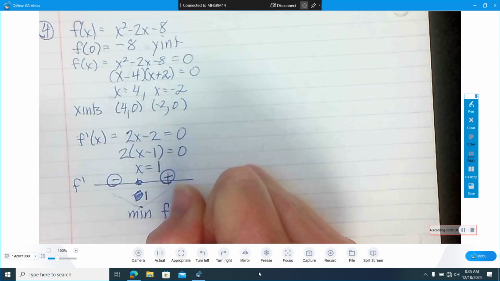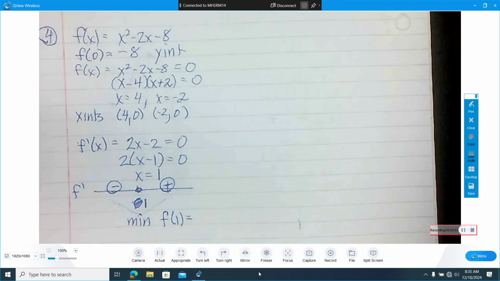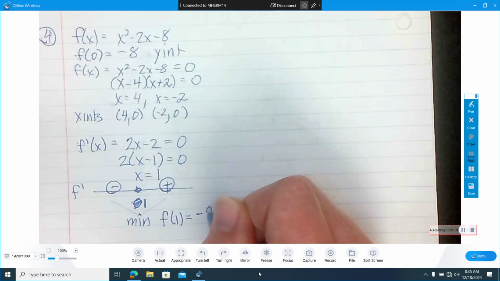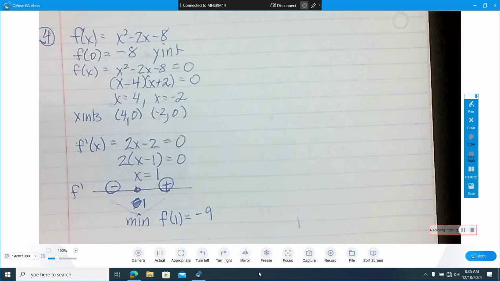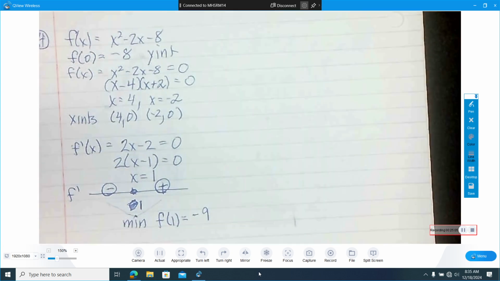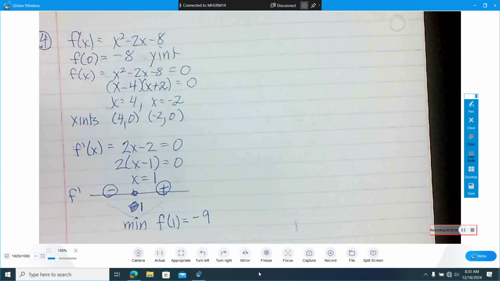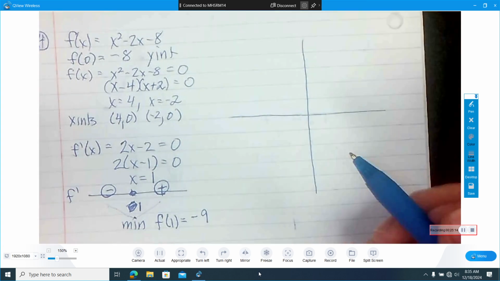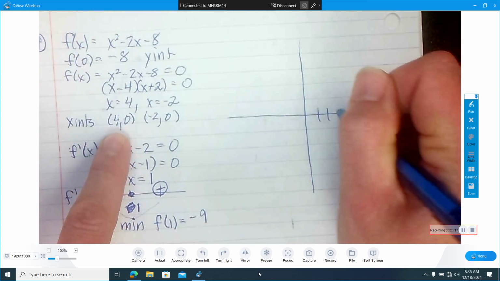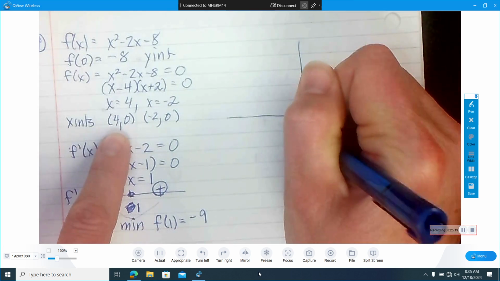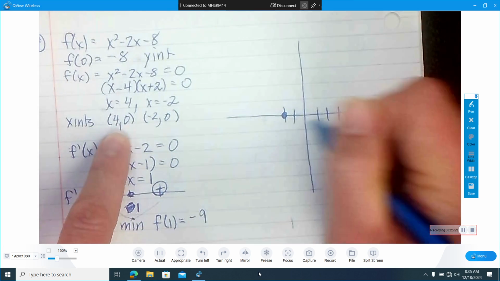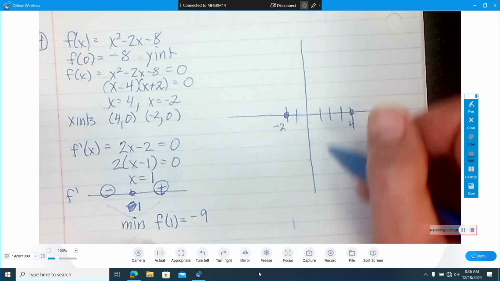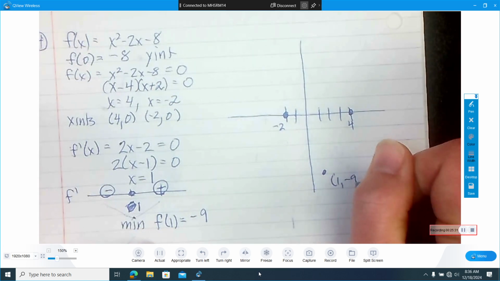And so I can go ahead and figure out what that minimum value is by plugging 1 in. 1 squared minus 2 is negative 1. Minus 8 is negative 9. I'm good, right? Yeah? Okay. All right. So, sketching our curve. I had x-intercepts at 4, 0, and negative 2, 0, where we cross the x-axis. I have a relative minimum at 1, negative 9, which I'm going to pretend is right here.